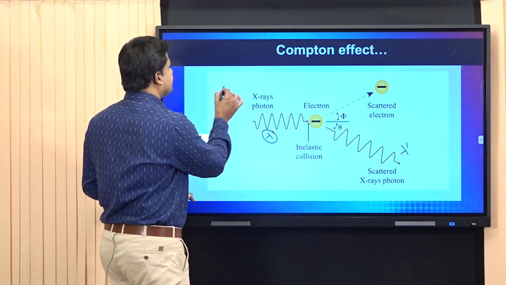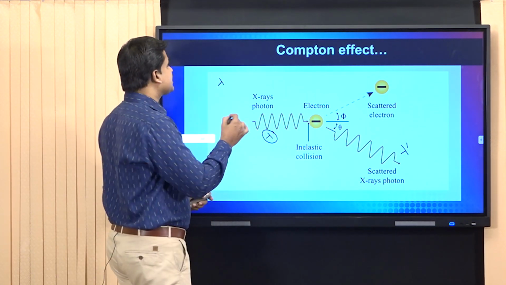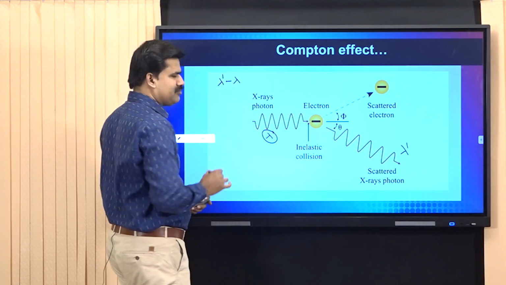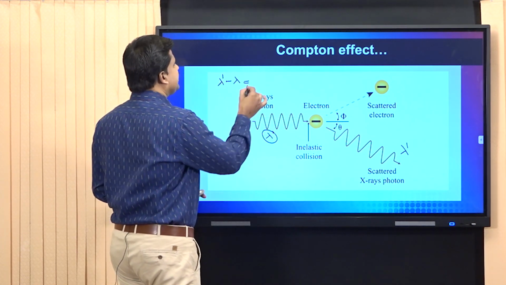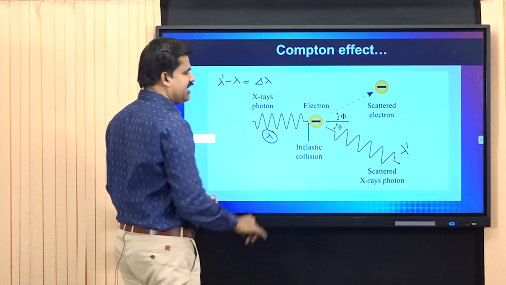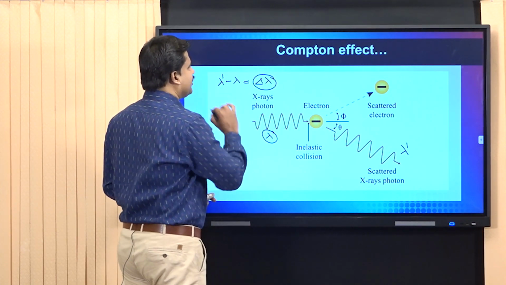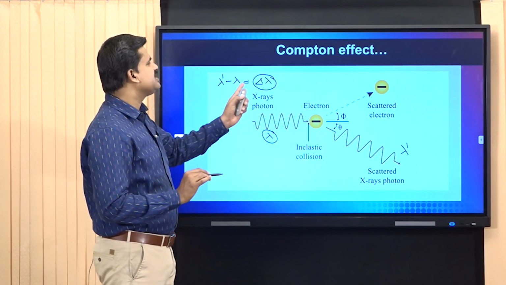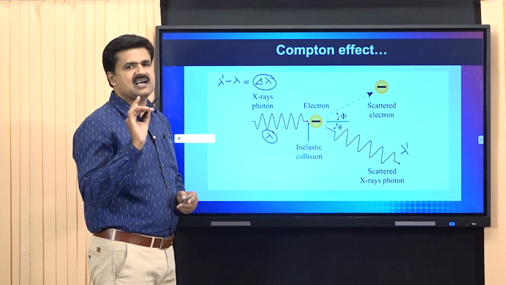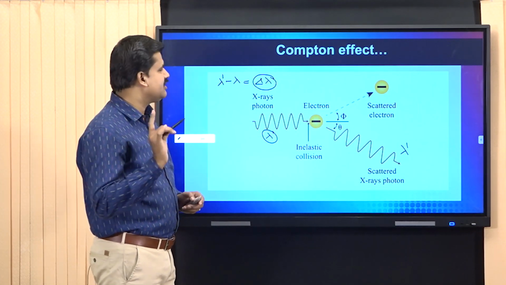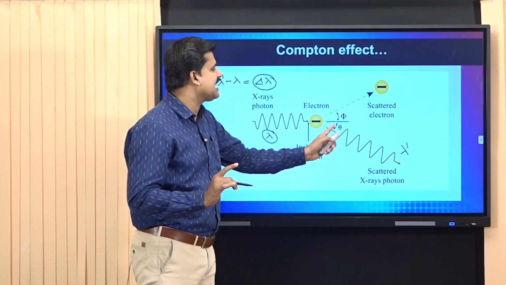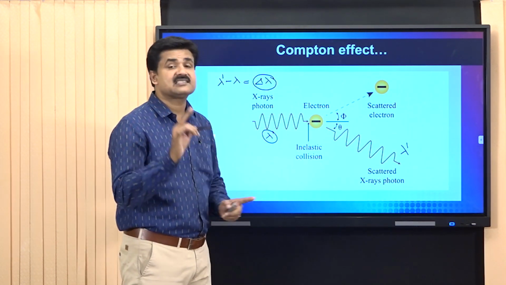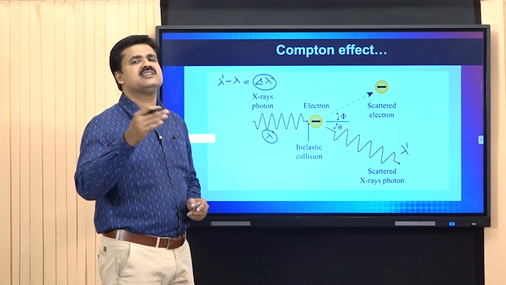The wavelength shift between the scattered X-rays and the incident X-ray, that is lambda dash minus lambda, is termed delta lambda. This delta lambda is known as the Compton shift, and this Compton shift has an important connection with the scattering angle theta, that is the angle through which X-rays are scattered. We will move on to the details later.